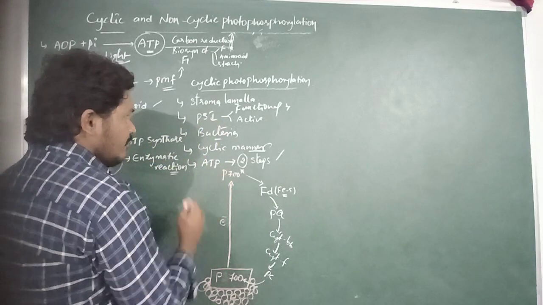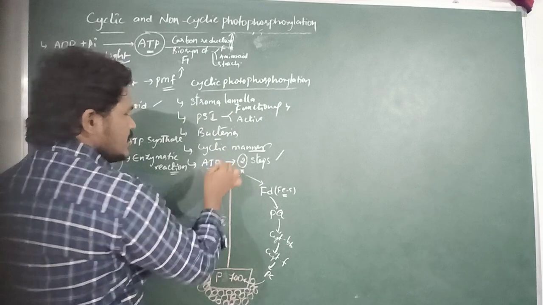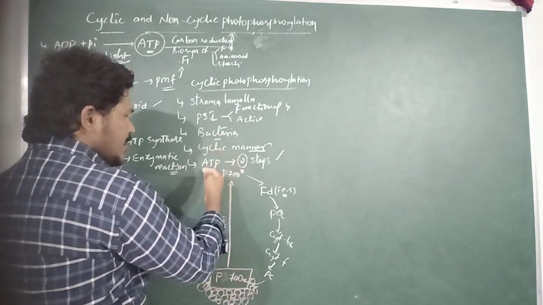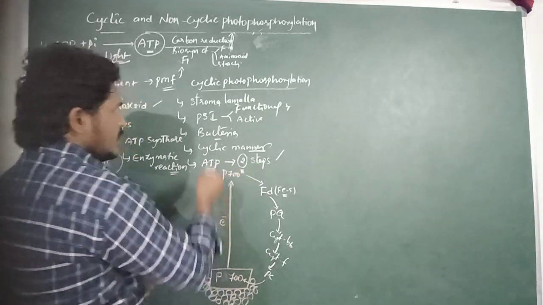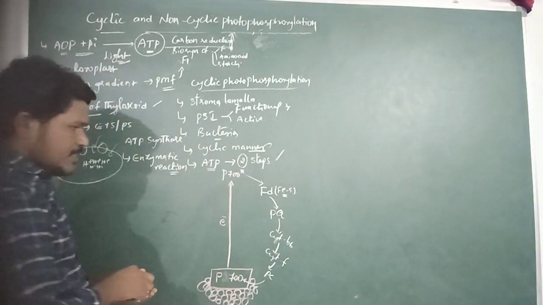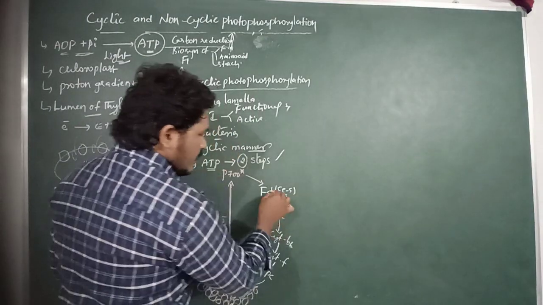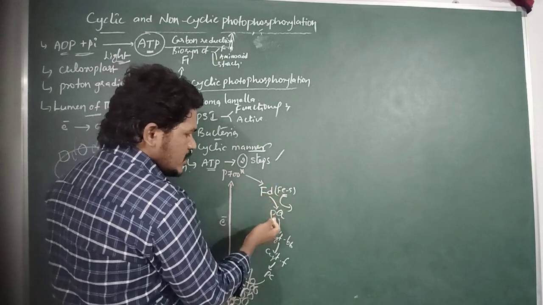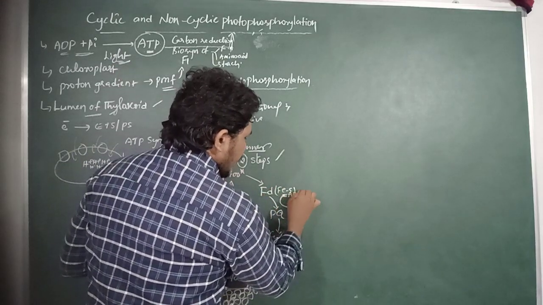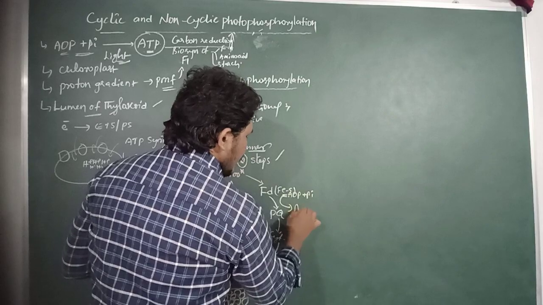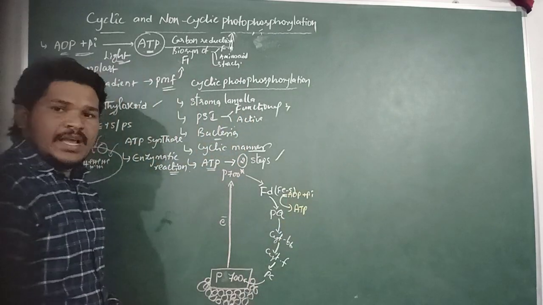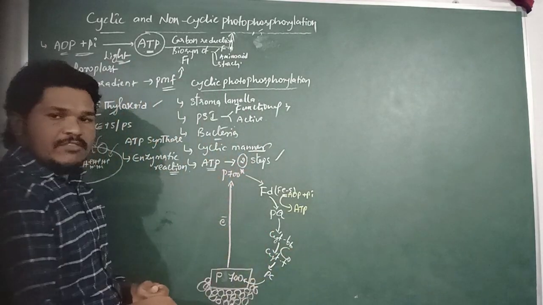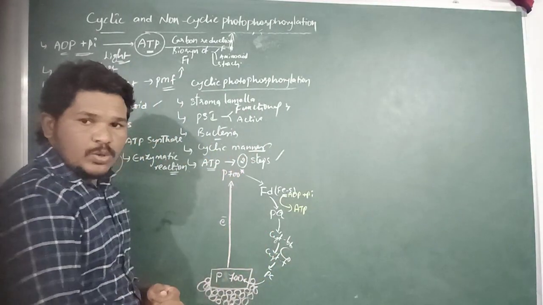During the transportation of electrons, the ATP molecule is synthesized. Here the ATP is synthesized at two steps in the cyclic photophosphorylation. One ATP is synthesized in between the electron carriers ferredoxin and plastoquinone, from ADP and inorganic phosphate. And another ATP is synthesized in between the complex of cytochrome B6 and cytochrome F.